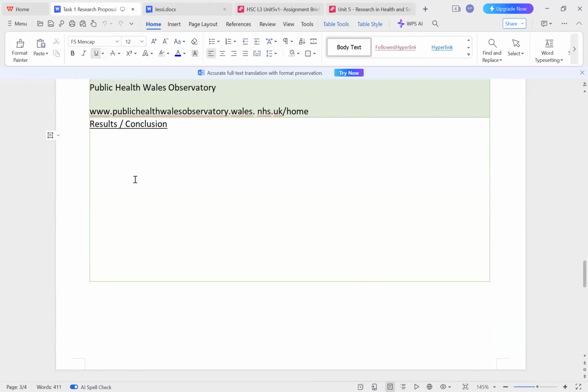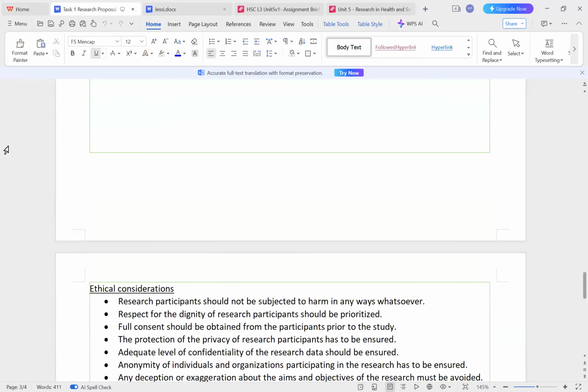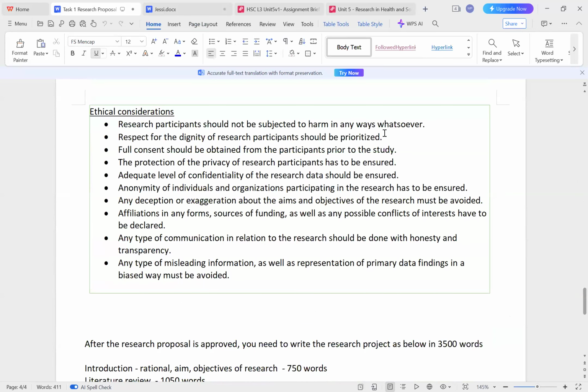Ethical considerations. So the research participants should not be subjected to any harm in any ways whatsoever. This should all be mentioned here in your research when you're doing it. You should respect the dignity of research participants. There should be full consent obtained from the participants prior to your study, if you're doing primary study.